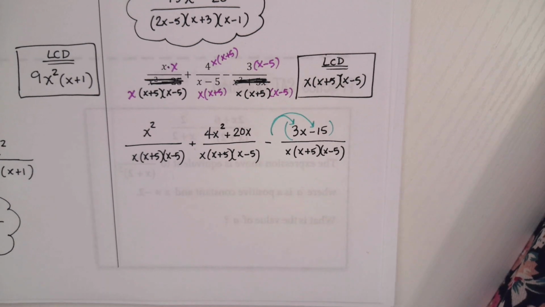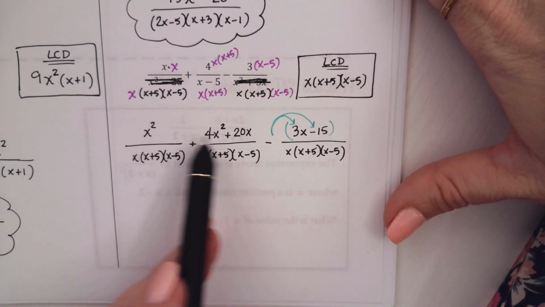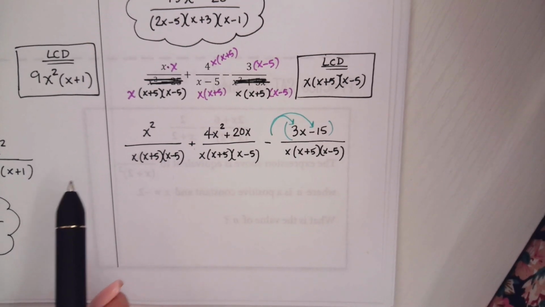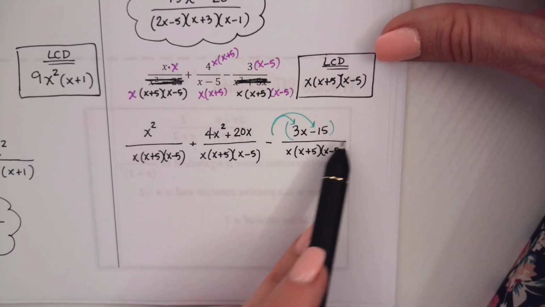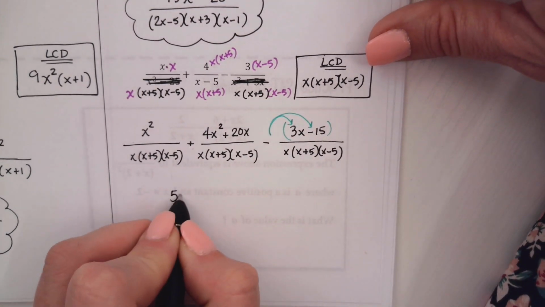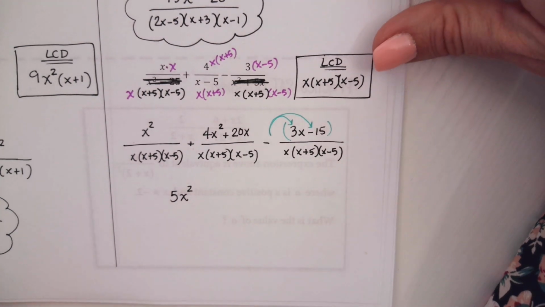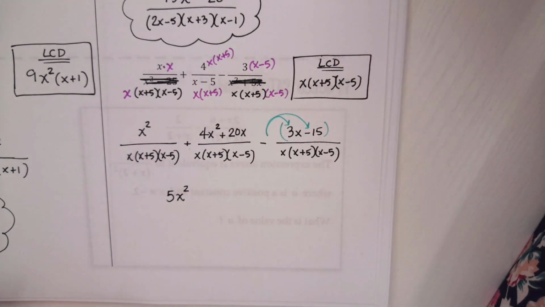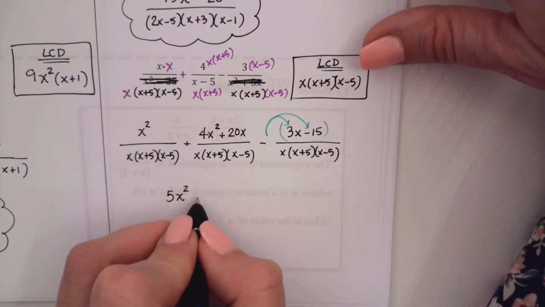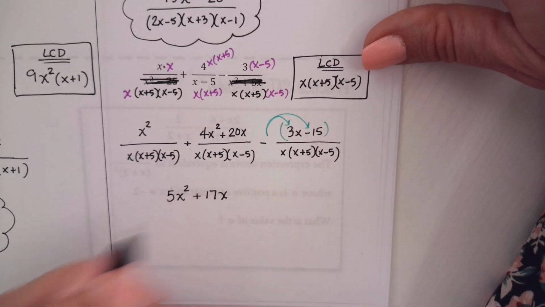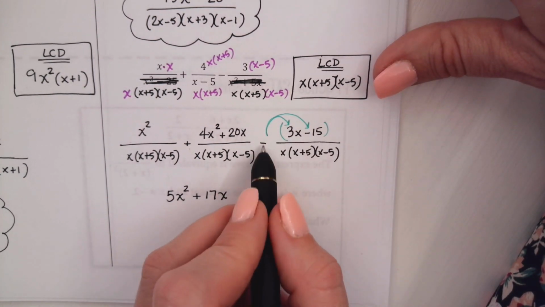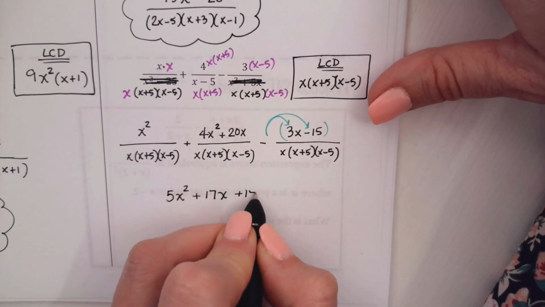Which term are we going to start combining? The squared term, the non-squared term, or the constant? The squared term, right. So going all across those numerators, what are my squared terms going to combine to? 5x squared. Good. Okay, and then my non-squared variable, because I have 20 minus 3 of them, plus 17x. And then lastly, plus 15, because negative times negative 15 is plus 15.